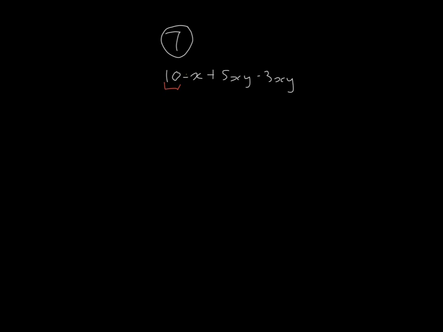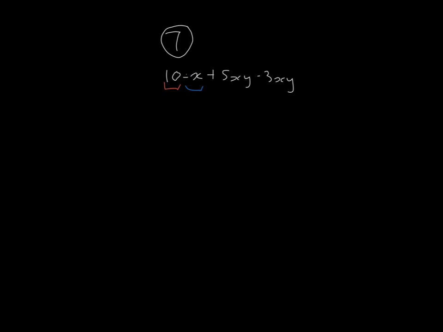Next, we have a look at our next term, minus x. As we can see, the only variable here is x. And if we have a look at our other terms, there are no other terms which have only the variable x. So just like with our term 10, we cannot let x interact with any of our other terms.